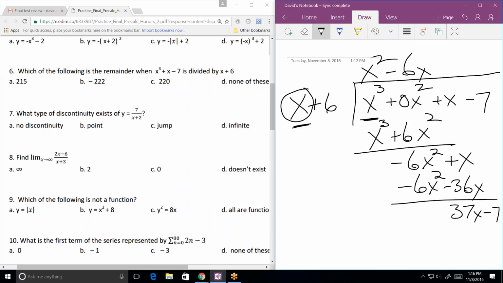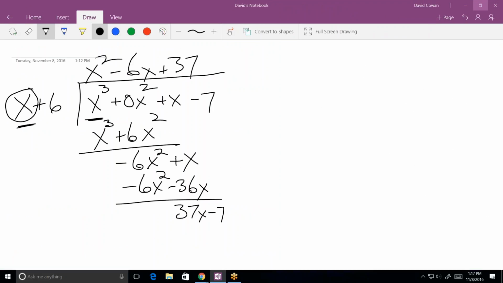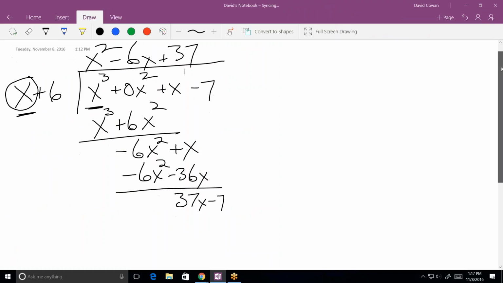Bring down the constant. You see where 1x minus a negative 36x is 37x? Okay, repeat again. So for your next term, it would be just plus 37. Keep going.